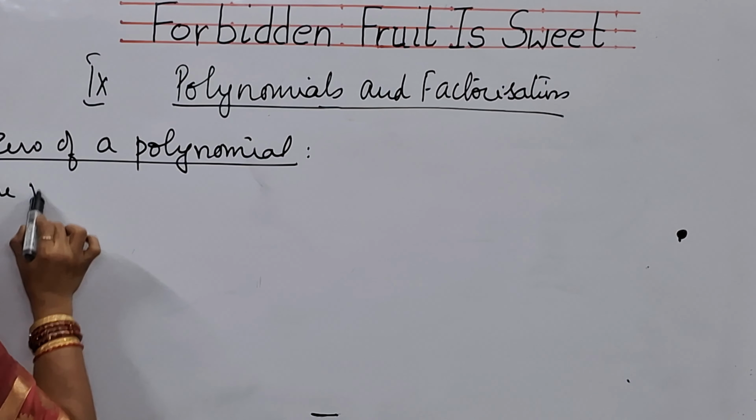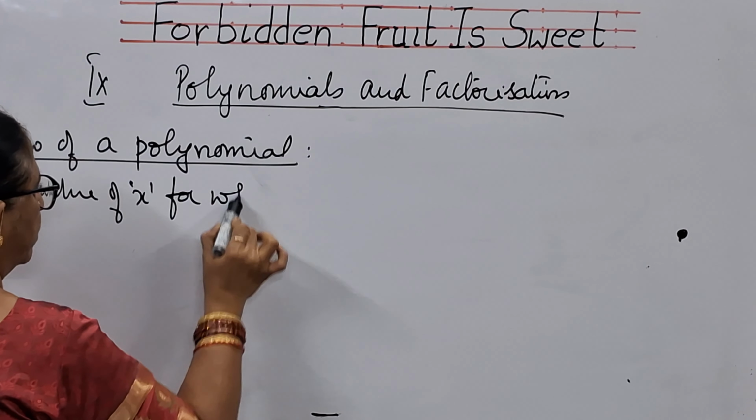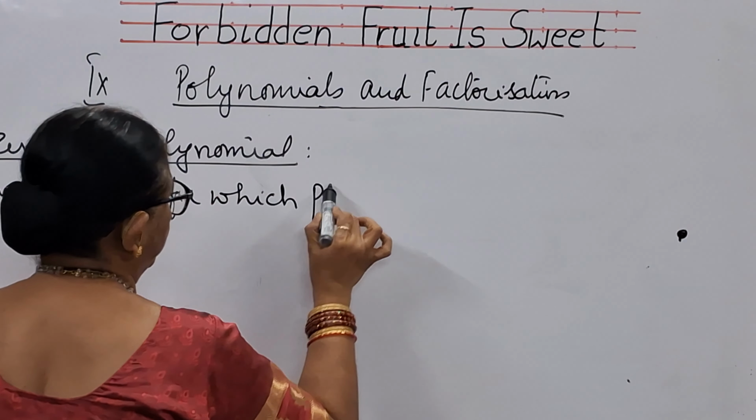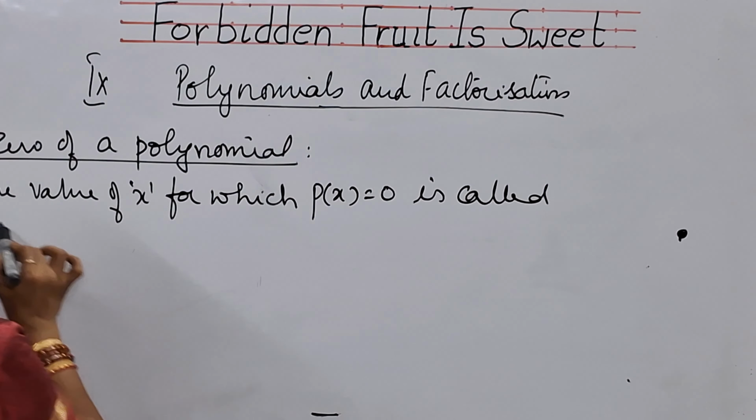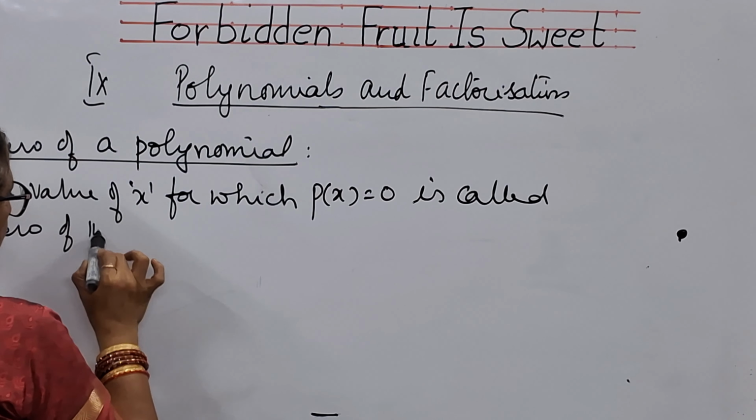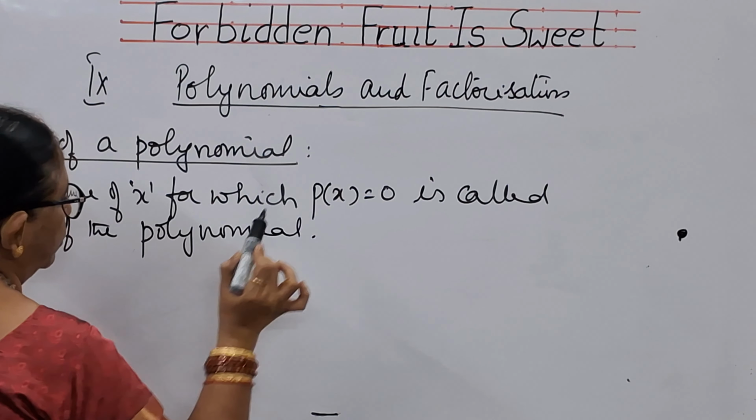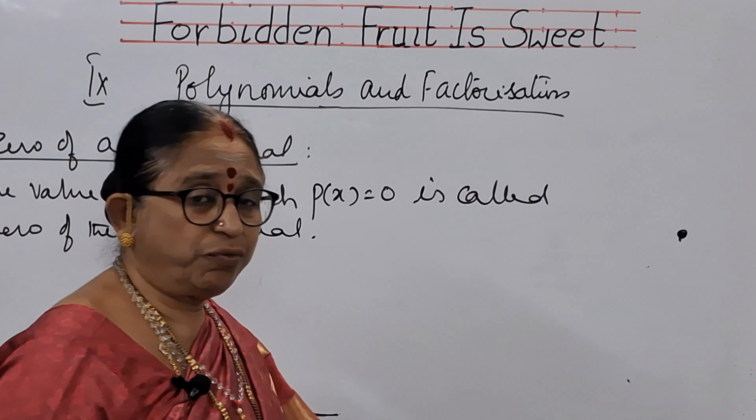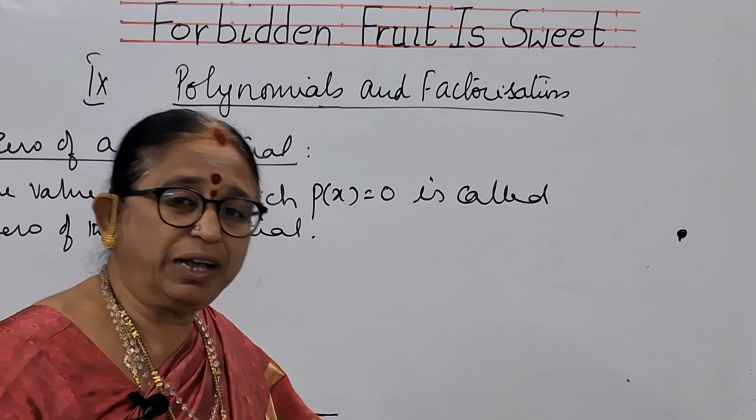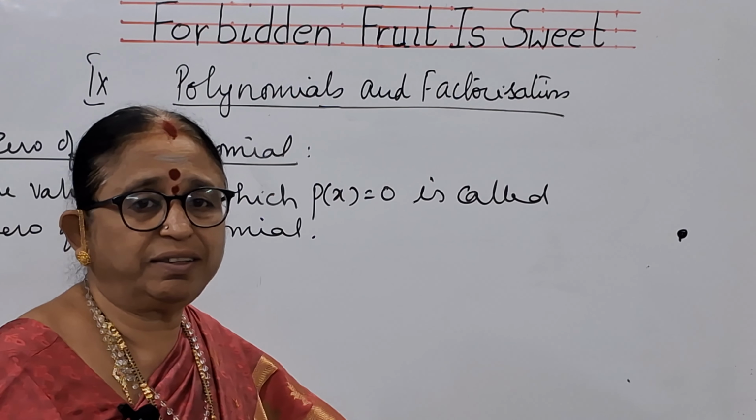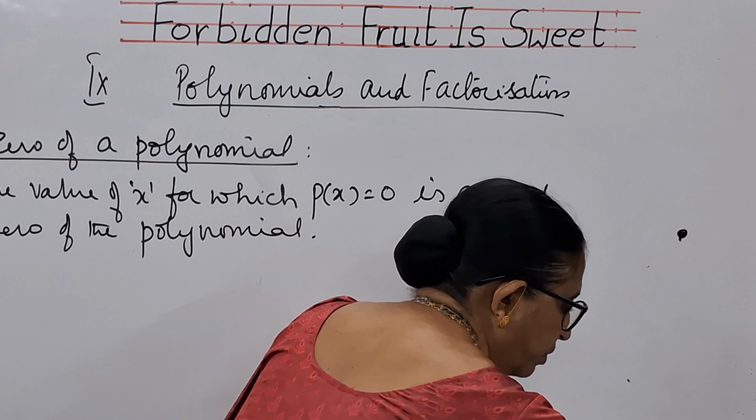It means the value of x for which p of x is equal to 0 is called zero of the polynomial. Now just now you have seen, children, various sums I have done. For some I got answer as 0, for some I got some other answer. So for whatever values I got 0, those are all considered as zeros of the polynomials. So let us see certain examples they have given.